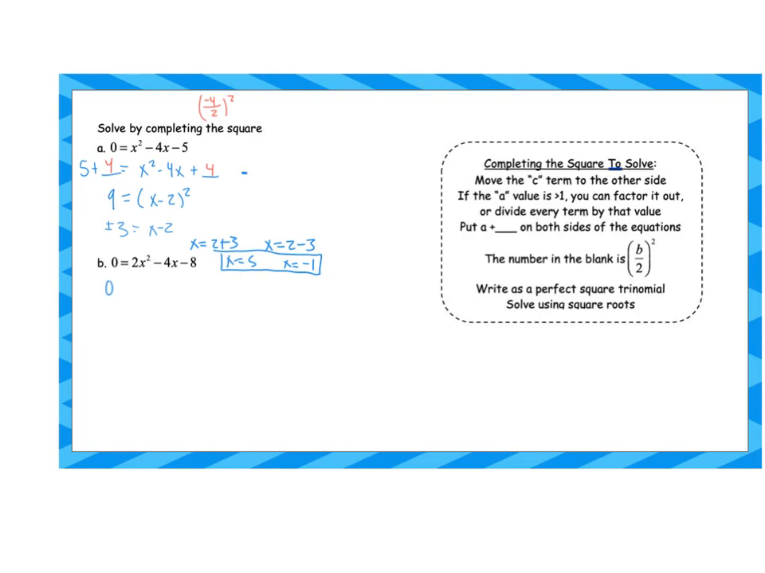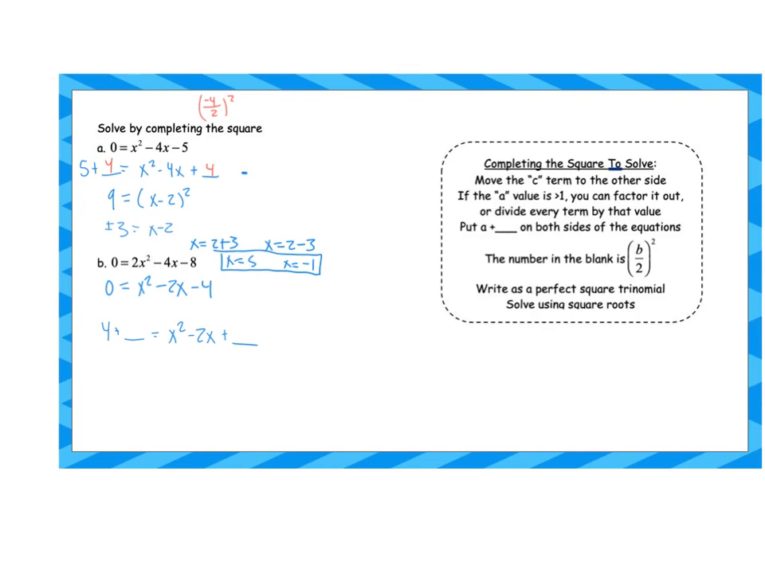So 0 divided by 2 is 0. This becomes x squared minus 2x minus 4. And now I'm going to do the same completing the square process that I've done in all my other examples. So I'm going to move the 4 over because I'm solving, and I'm going to leave a blank over here.